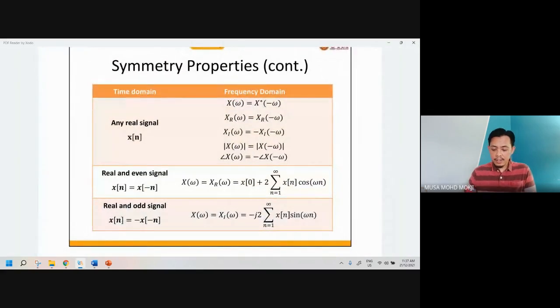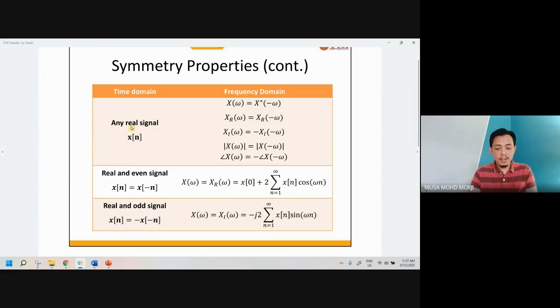All right, so more on symmetrical properties. This is how we summarize what we have seen on the previous slides. So any real signal, or actually any real system, is an h[n]. This is an x[n]. Either it is an x[n] or h[n].